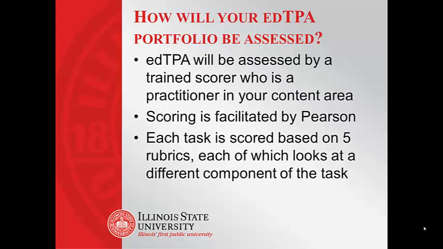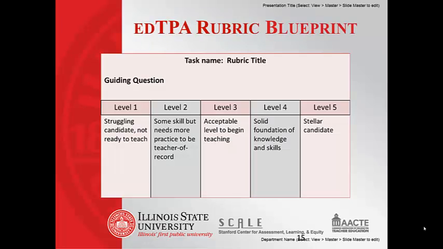So when your edTPA portfolio is scored, you will actually get back 15 different scores, one for each of the rubrics. And each of the rubrics has 5 levels from 1 to 5. Here's what the typical rubric looks like. We call this a rubric blueprint. You will notice that level 1 performance indicates that we have a struggling candidate, not ready to teach yet. Level 5 indicates a stellar candidate. In between we have levels 2, 3, and 4.